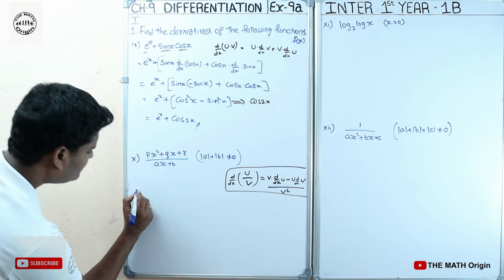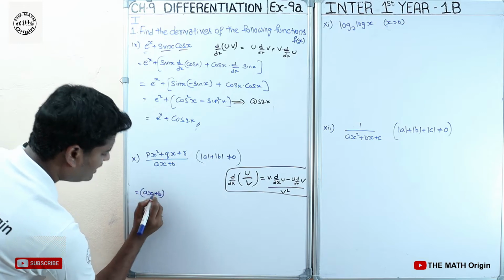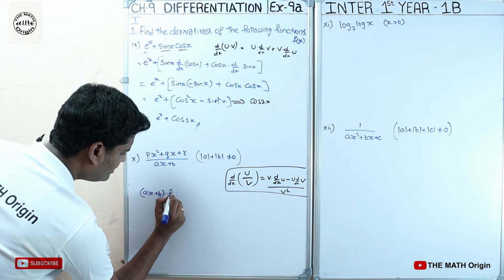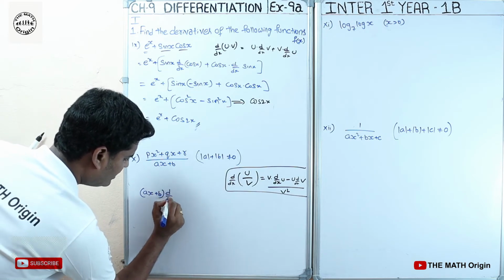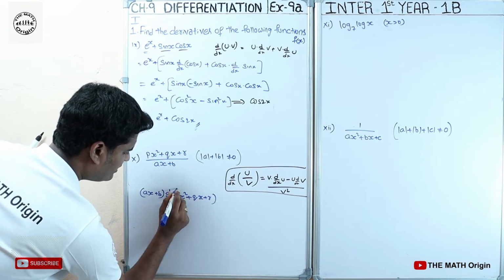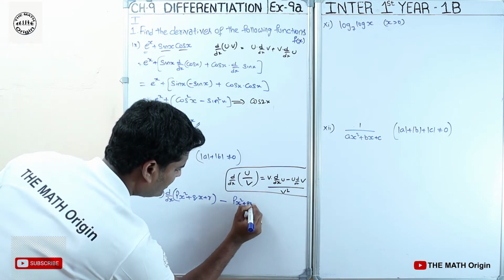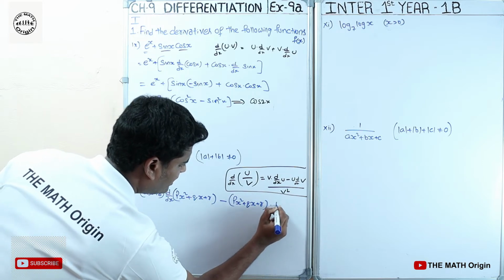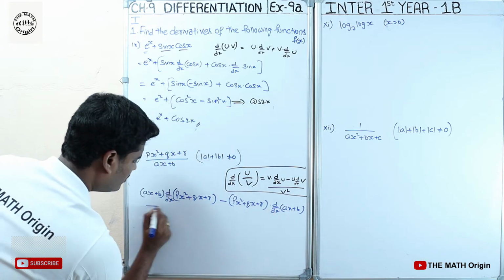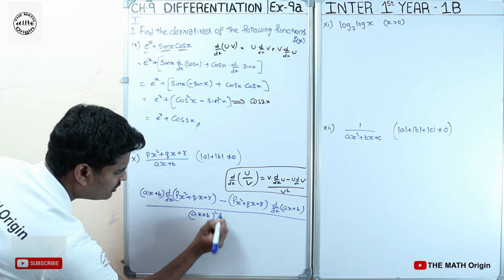So according to that, let's write this equation. The first denominator is ax plus b into d by dx of the numerator, which is d by dx of px square plus qx plus r, minus the numerator px square plus qx plus r into d by dx of ax plus b, whole divided by v square, which means ax plus b whole square.